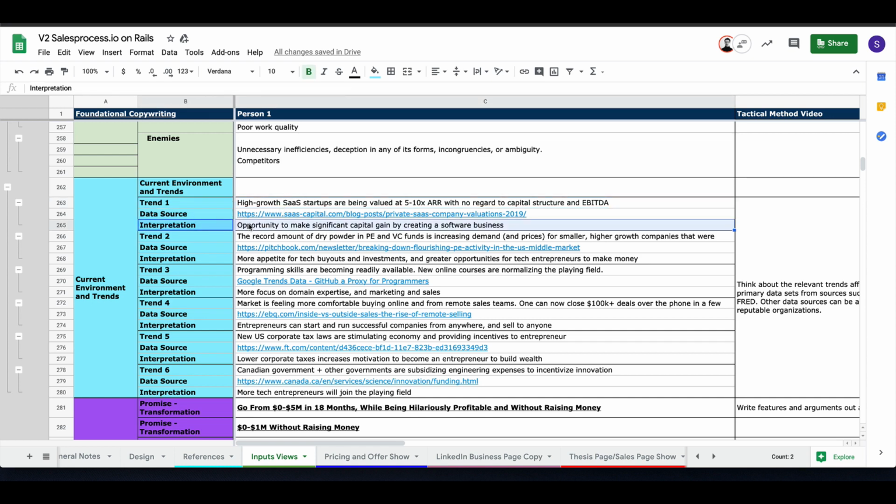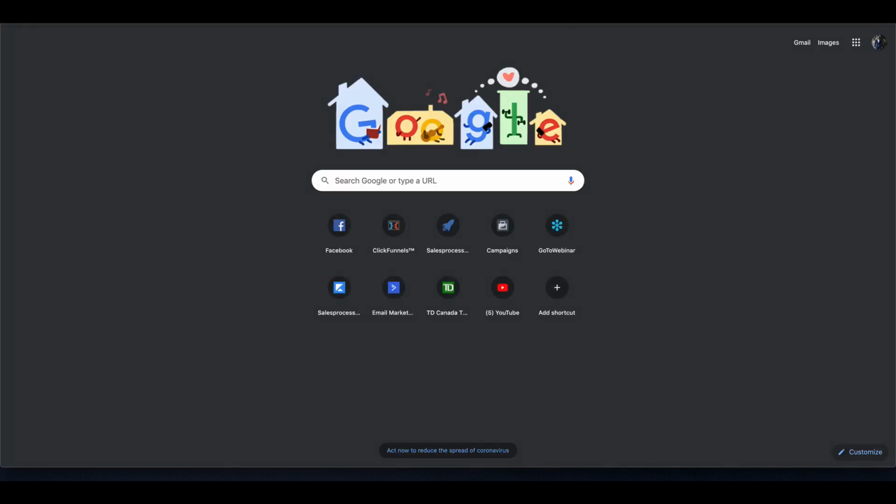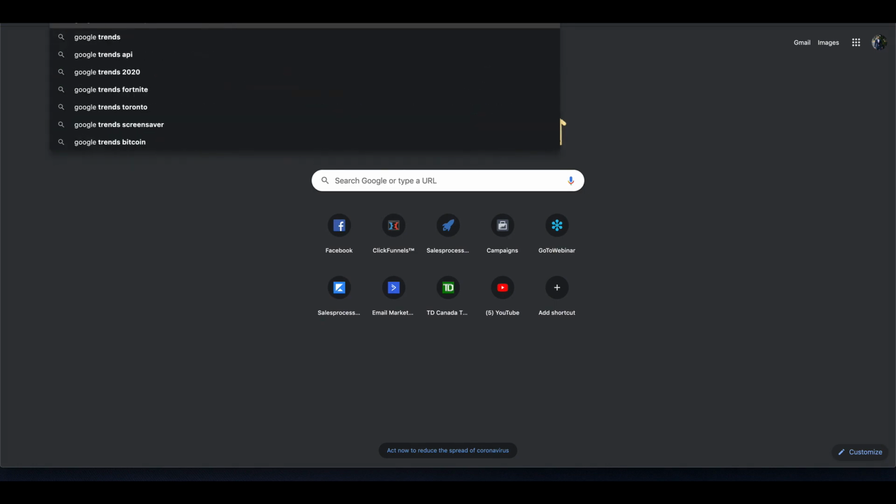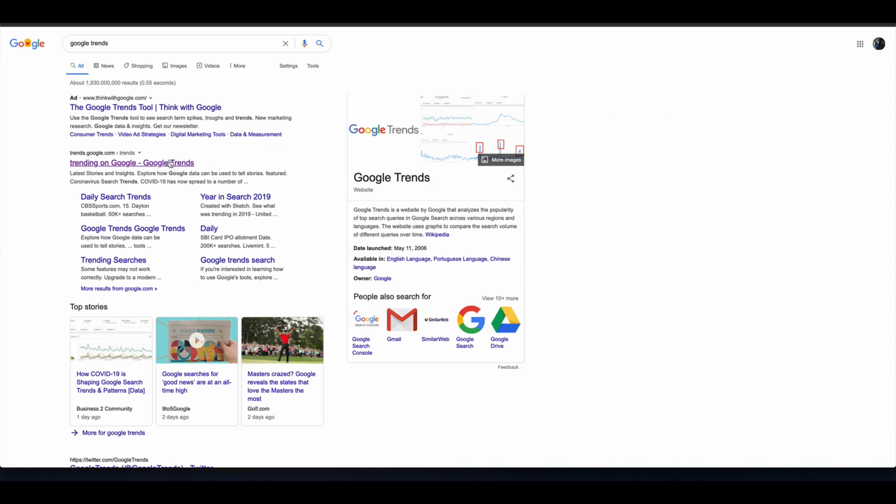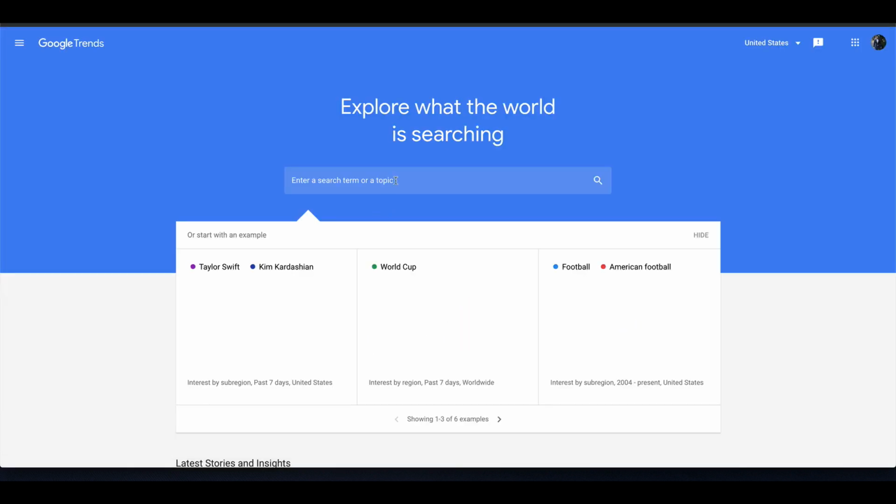So when you're doing your research, try not to go to the blogs where the motives of the author are either selling ads or selling a product. You want to go directly to the data source. Go directly to the scientific studies. Go directly and do your own research. A good example is Google Trends. With Google Trends, you can do your own research and take a look at trends.